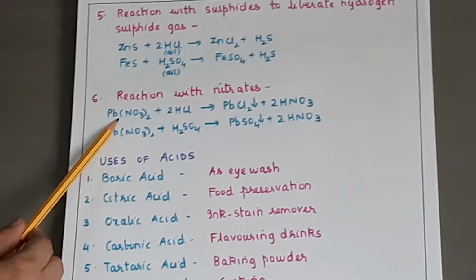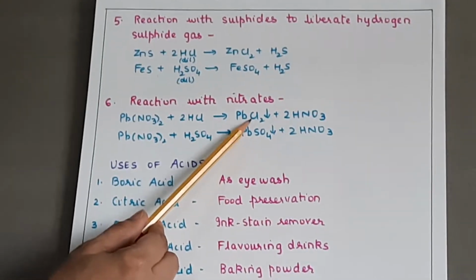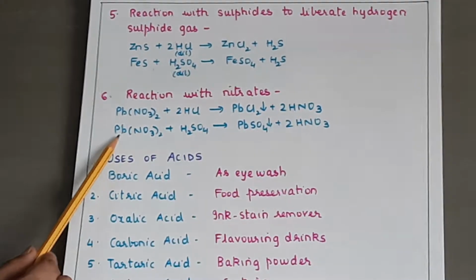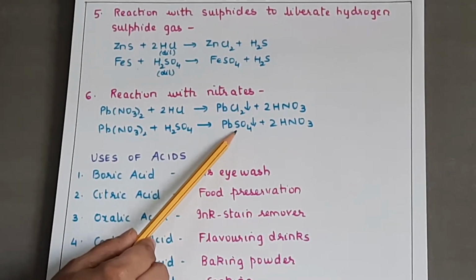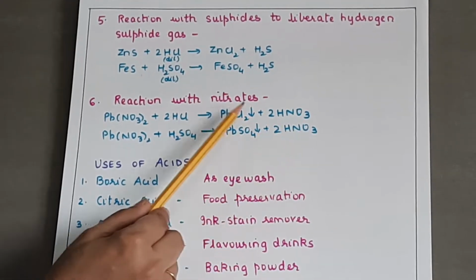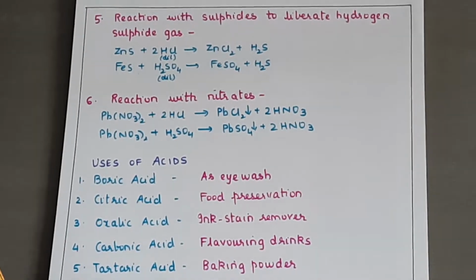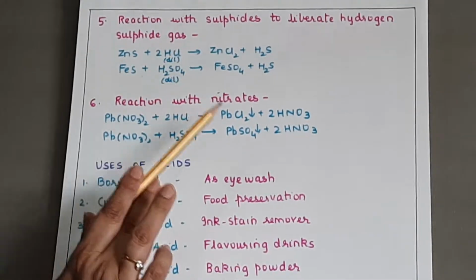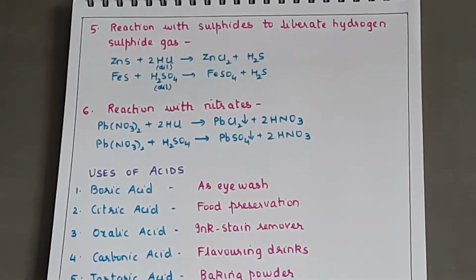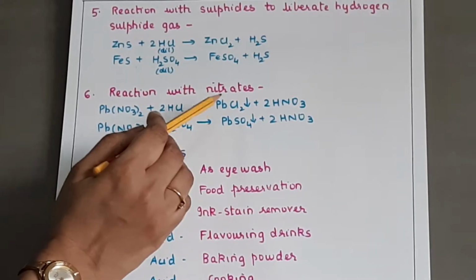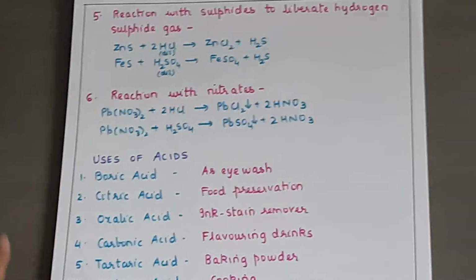Now Pb(NO3)2 plus 2HCl will give you PbCl2, this is a white precipitate, plus 2HNO3, and Pb(NO3)2 plus H2SO4 will give you PbSO4, this is also a white precipitate, plus 2HNO3. Now with respect to lead chloride, you can just note down that lead chloride is soluble in hot water but insoluble in cold. So when you have to dissolve it, you have to heat the water. Okay, so all these are the chemical properties of the acids.